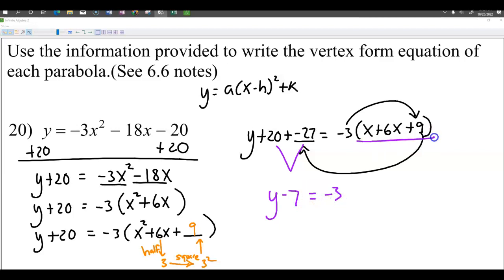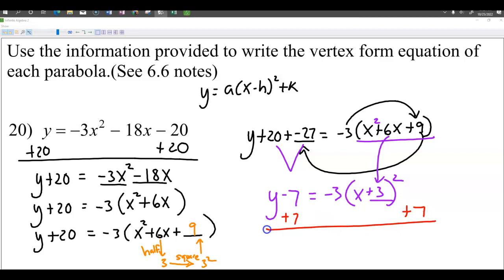And on this side we're going to factor. It's supposed to be a square there. When you factor a perfect square trinomial, it always looks like this. All we have to do is find out what this number is. And that number will always be half of that middle number, so it's going to be plus 3. The last step to get it into vertex form is to add this 7 back over to the other side. And we're good to go.